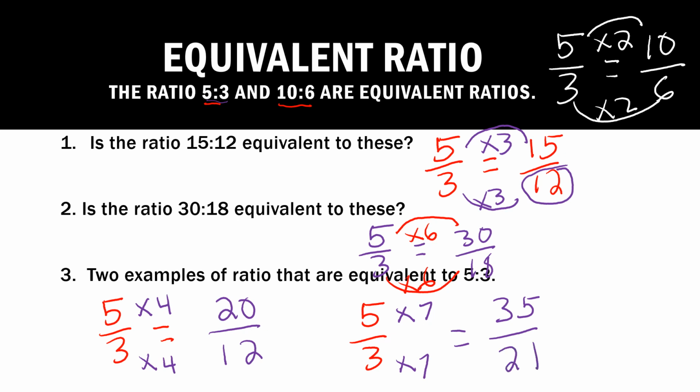So here we have just learned what a ratio is and how to make ratios equivalent by scaling up with the same factor. Scaling up means to multiply by the same factor.